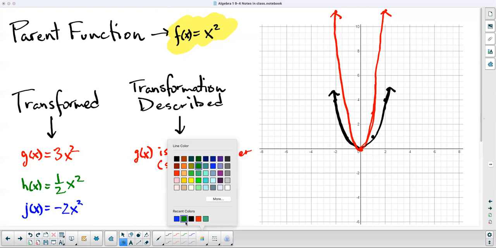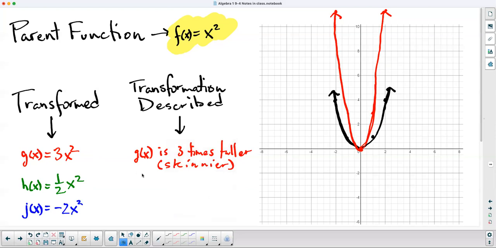So then we'll look at 1/2 x squared. We would say it's half as tall. And what's going to happen is it's going to look wider. So instead of going up 1 on my black one, the original one, I'm going to go up 1/2. Instead of going up 4, I'm going to go up 2. So the green one looks wider than the black one. Even though it's half as tall, it just looks wider.